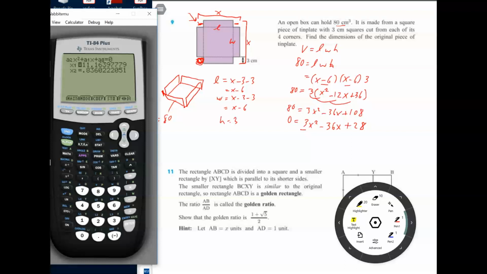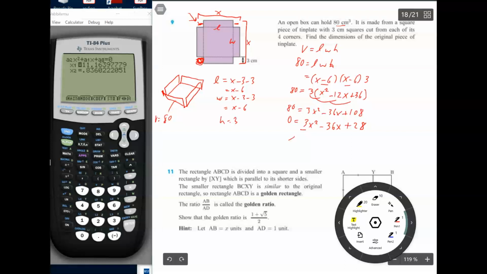If x was 0.836 and you subtracted off 3 centimeters from it, you would have a negative dimension, so forget 0.836. What you want is 11.2, right? So the solution we want is 11.2 centimeters. So the original piece of template was 11.2 by 11.2 centimeters.